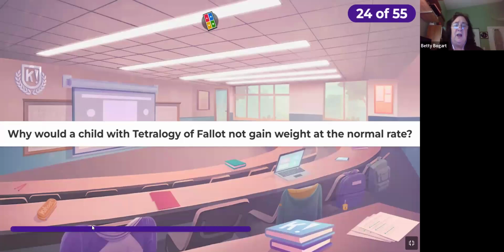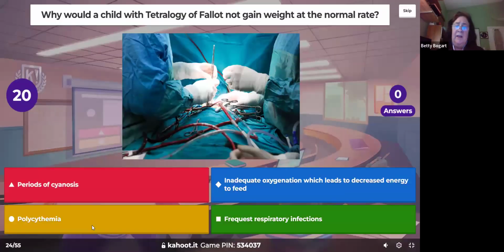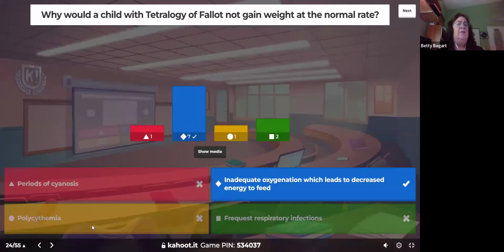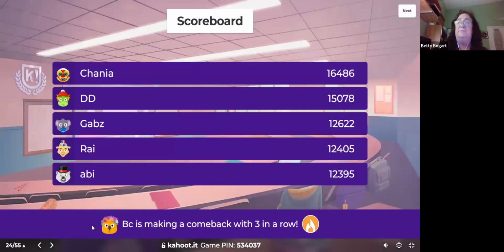Why would a child with tetralogy of Fallot not gain weight at the normal rate? Remember tetralogy of Fallot, they're going to have these tet spells and they're going to have these hypoxic episodes. So it is inadequate oxygenation leads to decreased energy to feed, not eating, nutrition's down. They're not going to be that normal size they should be.